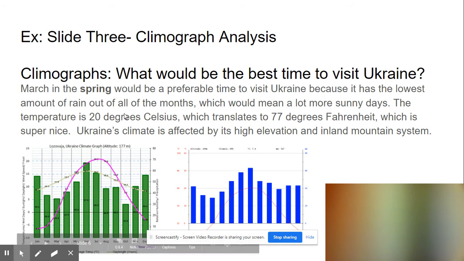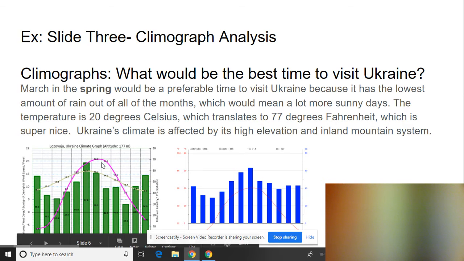So she is analyzing these 2 climagraphs, and she's trying to figure out what is the best season to visit. She doesn't want to go when it's too hot. She doesn't want to go when it's too cold. She doesn't want to go when it's too rainy. So she chooses to go in the spring because there's going to be more sunny days. And she's analyzing that it's not too rainy, not too hot as it is in the summer.